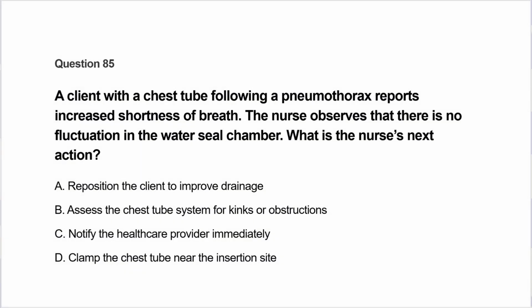85. A client with a chest tube following a pneumothorax reports increased shortness of breath. The nurse observes that there is no fluctuation in the water seal chamber. What is the nurse's next action? A. Reposition the client to improve drainage. B. Assess the chest tube system for kinks or obstructions. C. Notify the healthcare provider immediately. D. Clamp the chest tube near the insertion site.